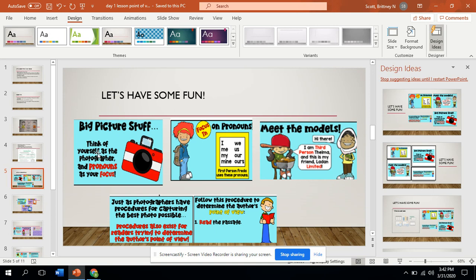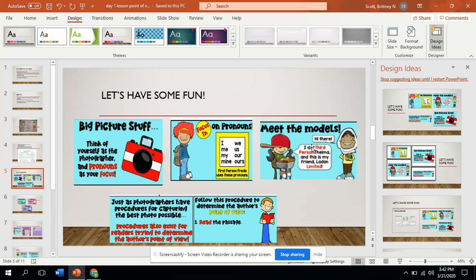Okay, so let's have some fun. It says, big picture stuff. Think of yourself as the photographer and the pronouns as your focus. Here we have first person, and it describes all the pronouns that are in first person: I, me, my, mine, we, us, our, and ours. It says meet the models. And these are third person models.